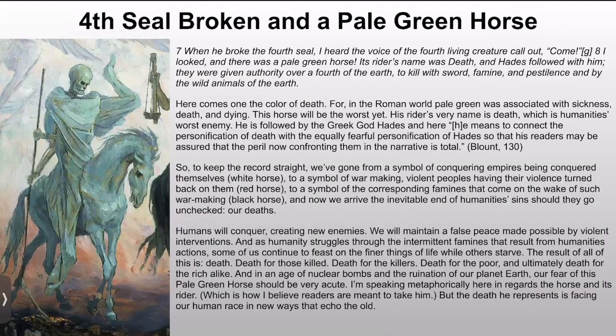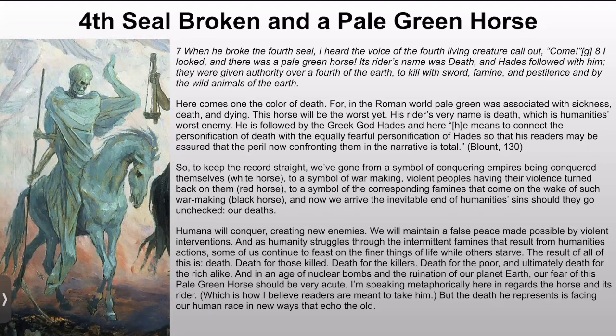Now we go to the 4th seal, the pale green horse. Verse 7 reads, "When he broke the 4th seal, I heard the voice of the 4th living creature call out, 'Come!' I looked, and there was a pale green horse. Its rider's name was Death, and Hades followed with him. They were given authority over 1/4 of the earth, to kill with sword, famine, and pestilence, and by the wild animals of the earth."